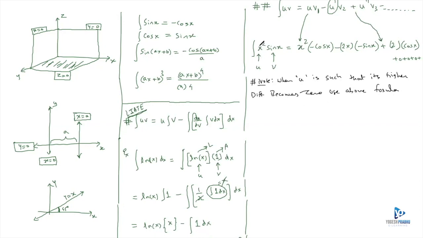Tell me, when will you use a formula like this? When you have something like u, which is x squared, if you keep differentiating, the first derivative is 2x, the next derivative is 2, and the next derivative is 0, and everything else is 0 after that, right? When this happens, you use this formula. Okay, read the note, can you? When u is such that its higher differentiation becomes 0, use the above formula, right?